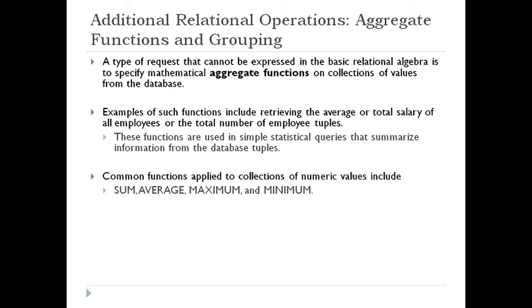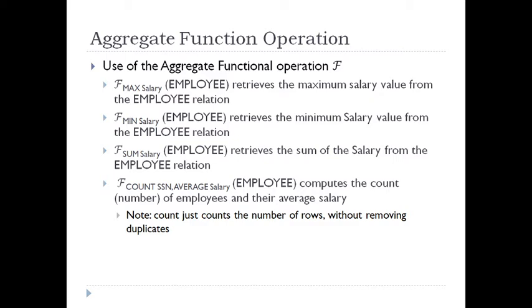Common functions applied on numerical values are sum, average, maximum and minimum. These are the four basic functions you apply on numerical values. And there is one more, that is count. Count is used to find out how many tuples or values there are in the relation. If 10 tuples are there, it will give you 10. So it will count the number of tuples or values.